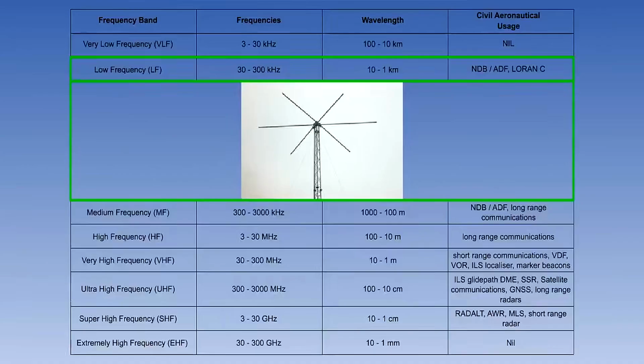Radio waves of different frequencies are used for different purposes. For example, low-frequency waves of between 30 and 300 kHz and with a wavelength of between 1 and 10 kilometers are used in long-distance navigation aids such as the non-directional beacon, the NDB.